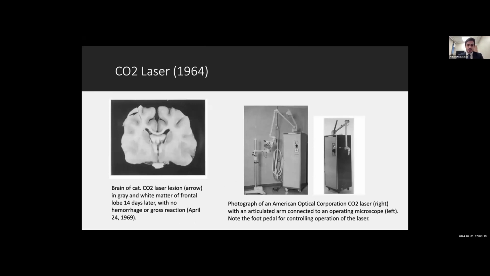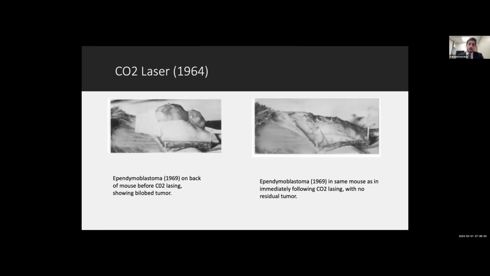Now, in 1964, the CO2 laser was designed, and they also started using it on animals. You can see here on the left, this is also the brain of a cat, and you can see there's no hemorrhage on the brain. On the right, this is the actual CO2 laser, and on the left, you can see the laser actually connected to the microscope, and the foot pedal that is used to operate the laser. And now applying the CO2 laser on animals, you can see here a mouse with an ependymoblastoma, and after lasing it, there's no residual tumor.